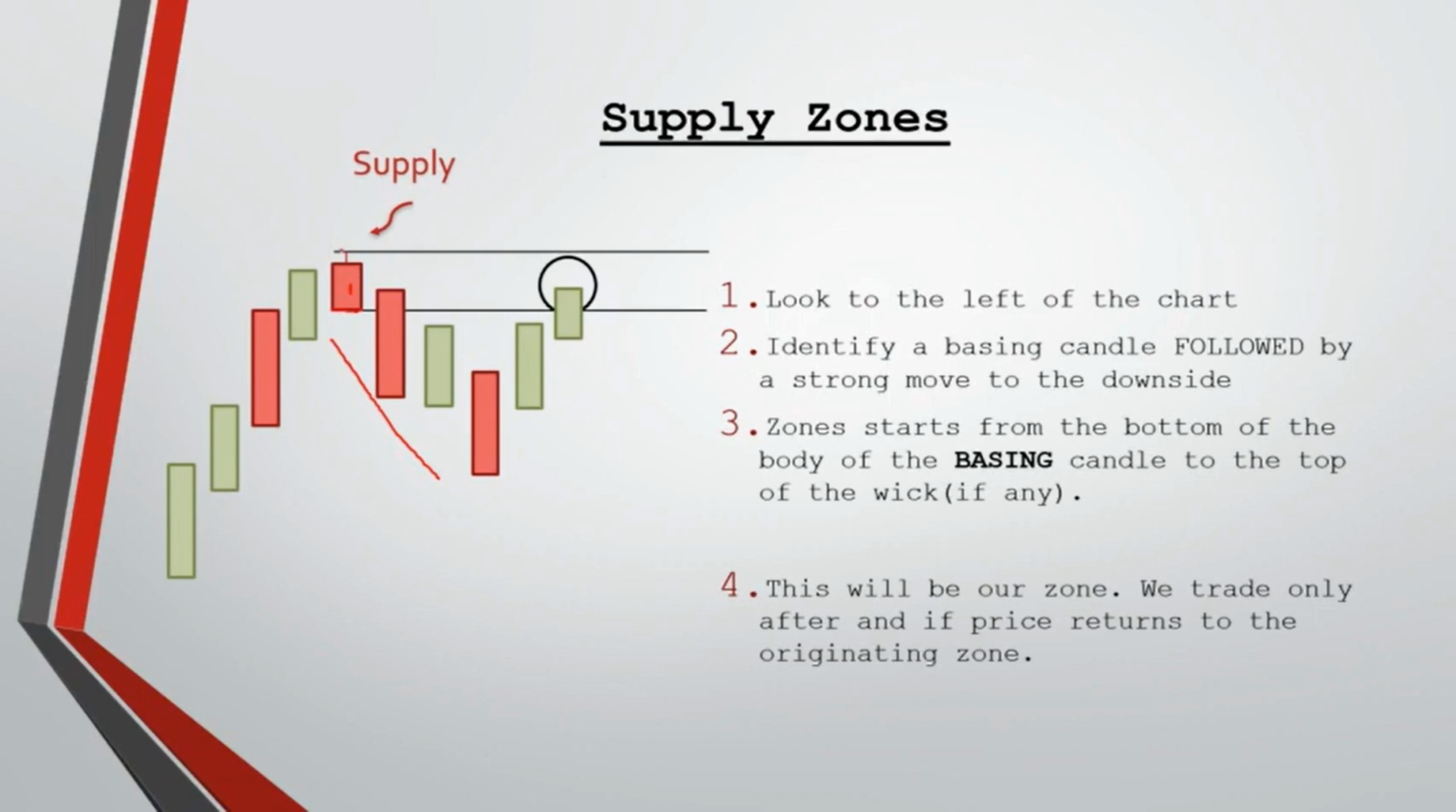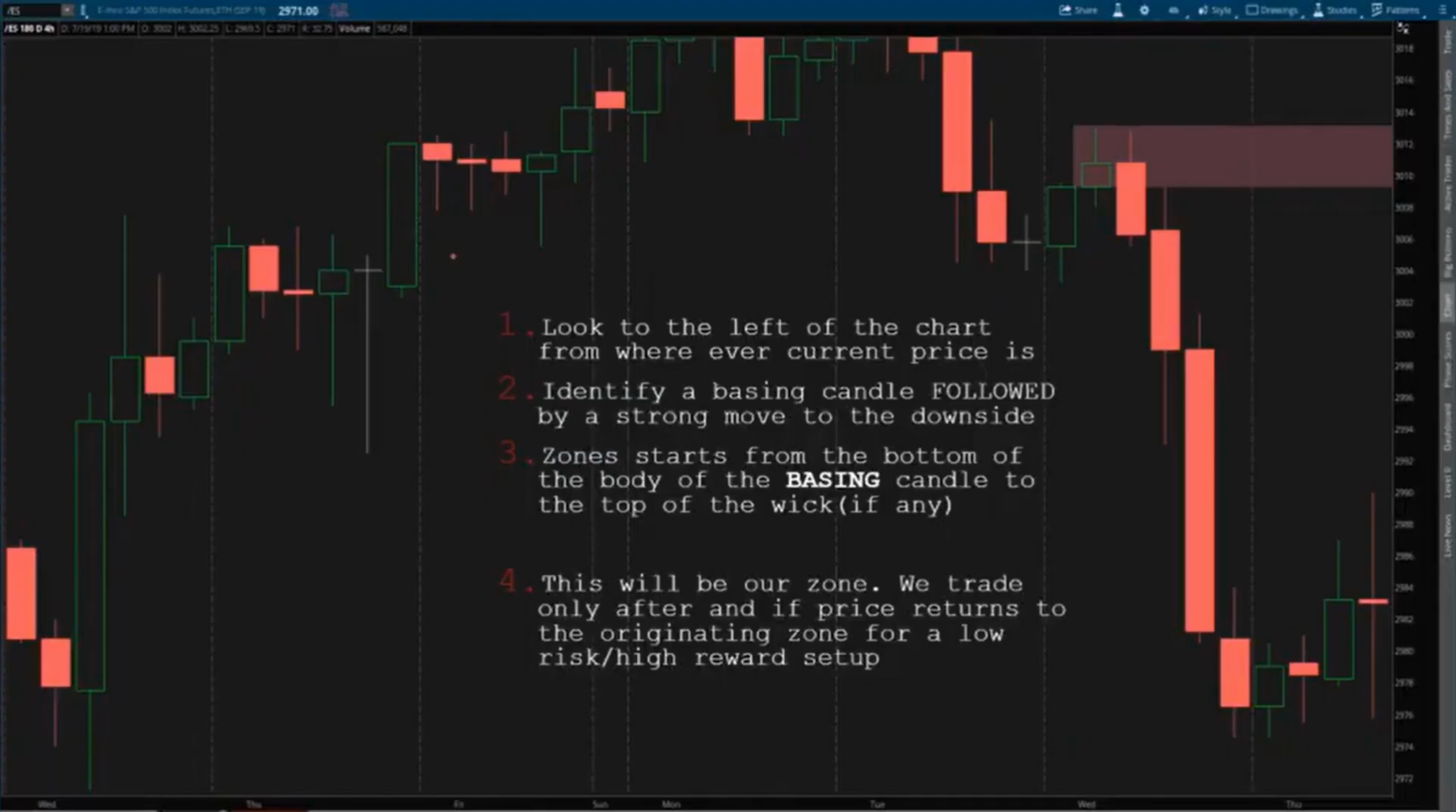We only trade after and if price returns to this zone, right? So once we see price now coming up to the zone, as you guys can see here, we will then look to buy puts or sell short and put our stop loss somewhere in this area above the supply zone, right? Because price now possibly can reject and come to the downside because we have a supply imbalance from the past.